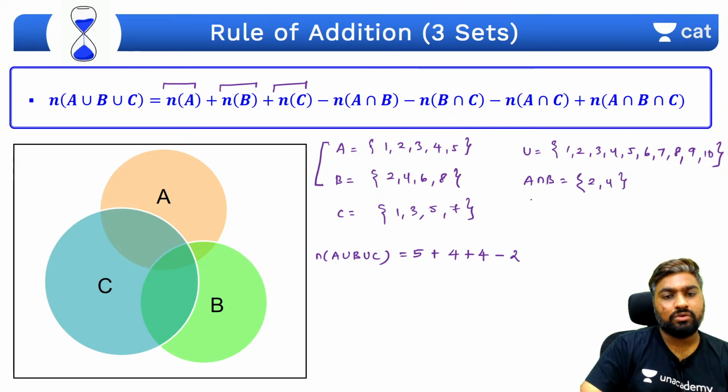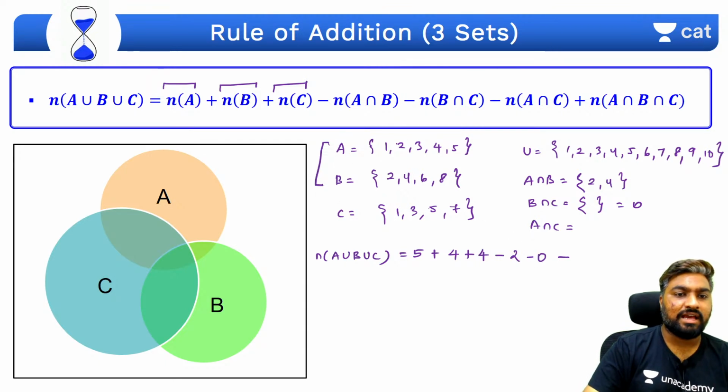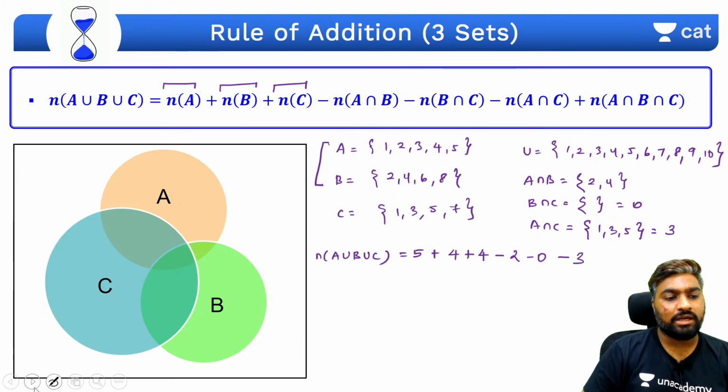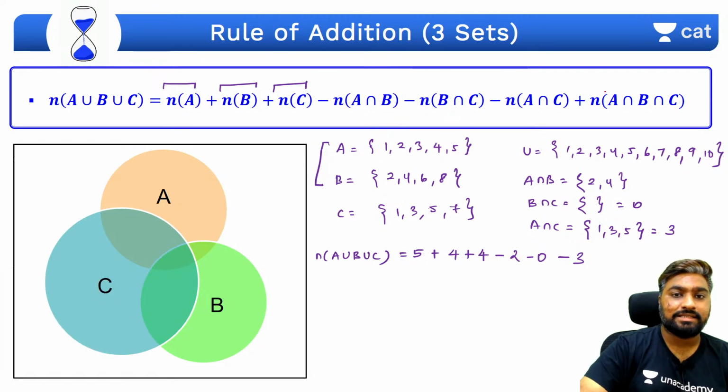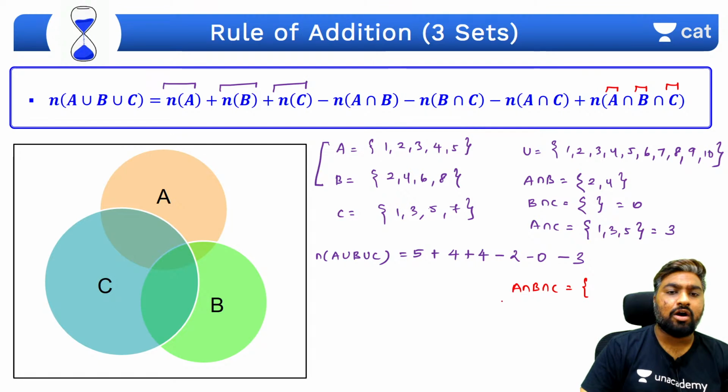So we remove 2. How about B and C? Common terms between B and C, anything? No, nothing. Null set, 0. Yes, A and C. What about A and C? So you have minus 0, minus A and C. First and the last term, we have 1, 3 and 5, which is how much? 3 terms. Plus we will also have to include what? Elements that belong in all the 3 sets. A and B and C, common to all the 3. Yes, A intersection B intersection C. Is there anything common to all the 3?